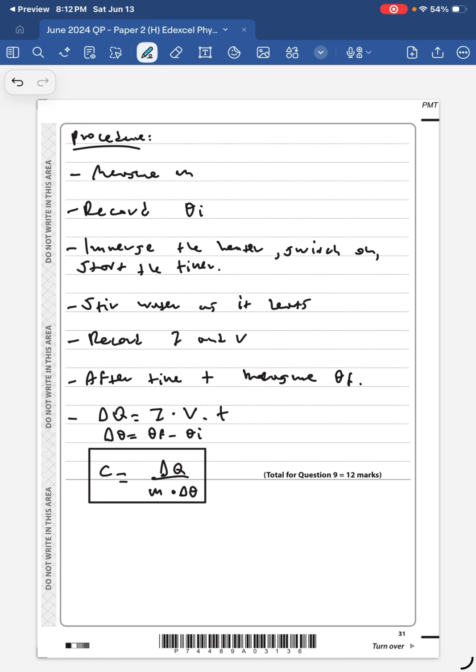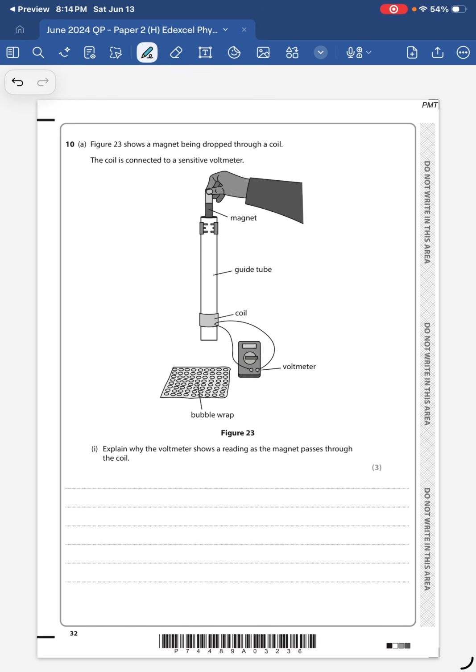Okay, so this was question 9, and we are left with question 10. Okay, question 10, part A. Figure 23 shows a magnet being dropped through a coil. Oh, that's interesting. Okay. The coil is connected to a sensitive voltmeter. Okay, and there's a bubble wrap. Explain why the voltmeter shows a reading as the magnet passes through the coil.